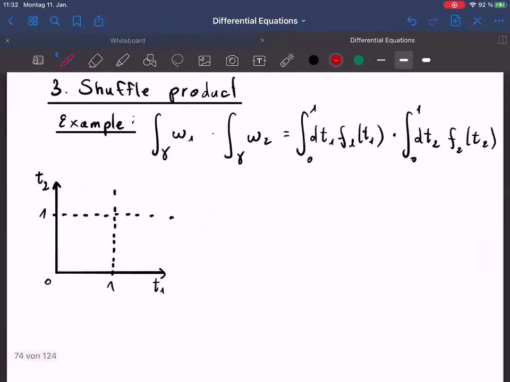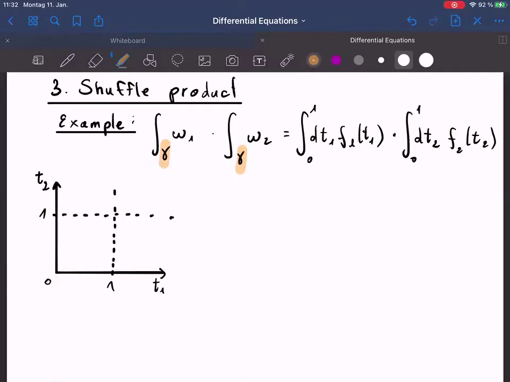The last property, which many of you may know, is the shuffle product. You can actually multiply these iterated integrals. To get a feeling for that, let's look at the case where I multiply two iterated integrals of length 1. So I just have one integral to do. And the important thing is that I choose the path to be the same. So I have the same gamma.